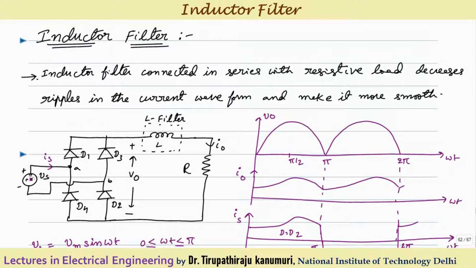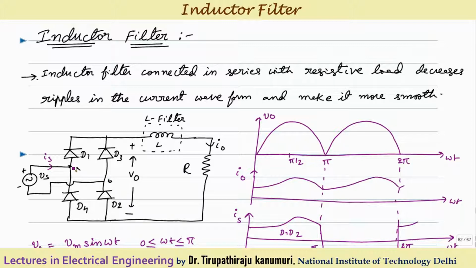For example, if I am taking the full wave bridge rectifier, which is most commonly used for single phase, I am connecting an inductor filter in series with my load. Let us assume my load is a pure resistive load. If this inductor filter is not there, then during the positive half cycle, diodes D1 and D2 are forward biased. So diodes D1 and D2 will conduct.